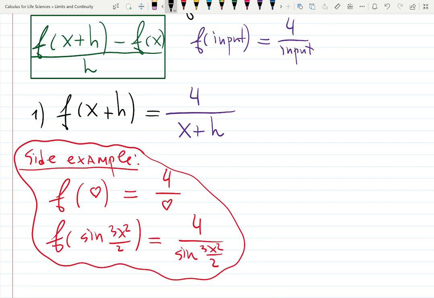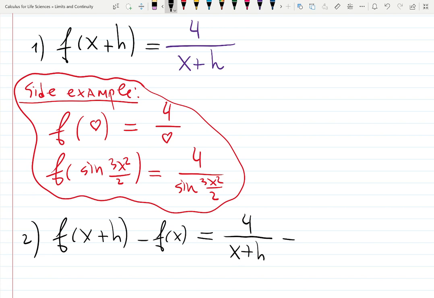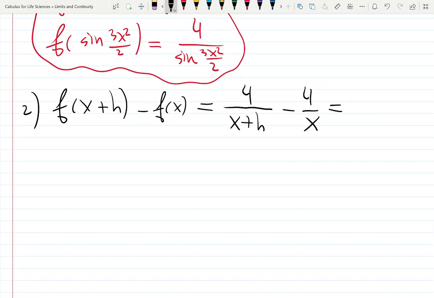So we have f of x plus h. Let's find f of x plus h minus f of x. 4 over x plus h minus the original one, 4 over x. Who remembers what kind of suggestion I gave you last time when it comes to fractions? I gave you a suggestion last time on Friday. If you see many fractions, what do you do? You make it 1. That always works. You see 2, 3, 5 fractions, probably it's easier to make 1 fraction.